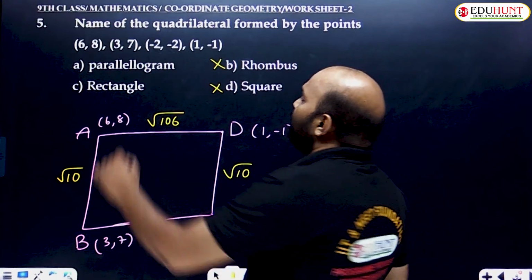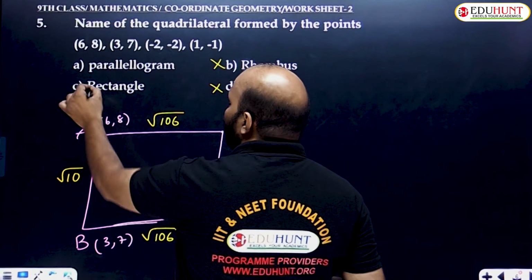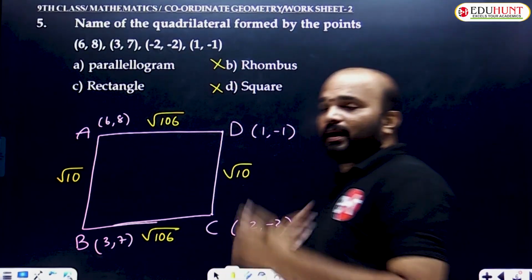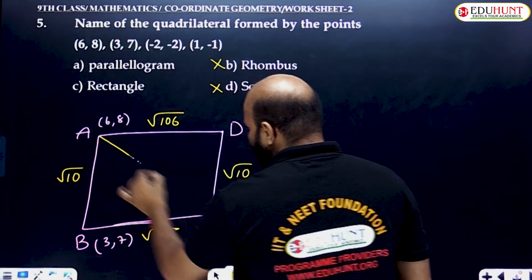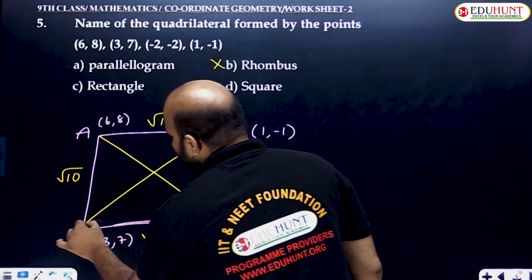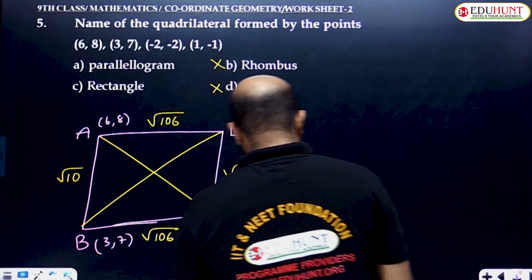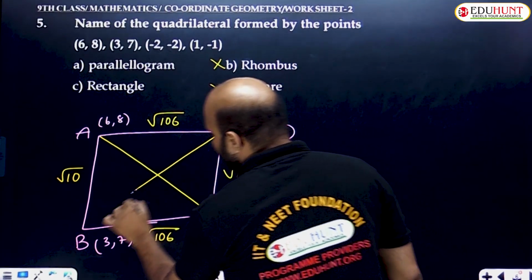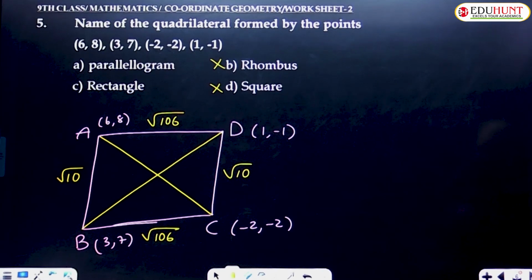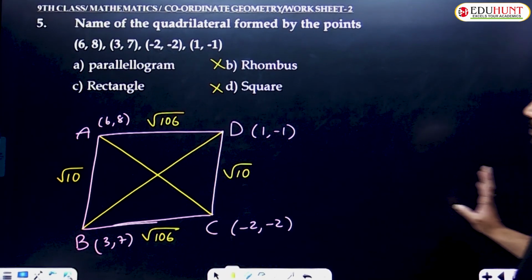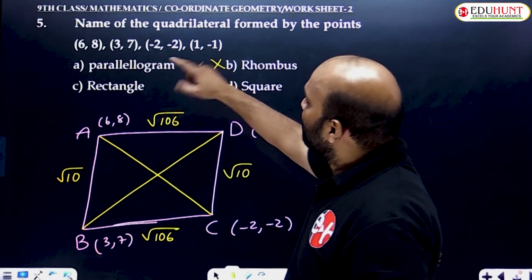But in a parallelogram diagonals are not equal. In a rectangle diagonals are equal. So again we have to find the diagonals. Which ones are the diagonals here? AC and BD are diagonals. Am I clear? AC and BD are diagonals. Clearly we need to understand. Again we have to find the AC distance and BD distance. Finally we can say the required answer.